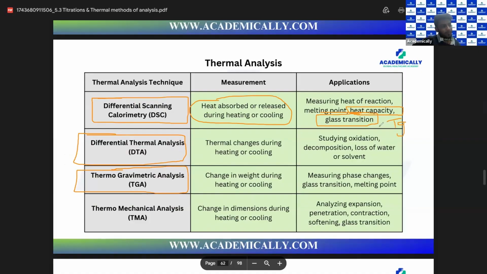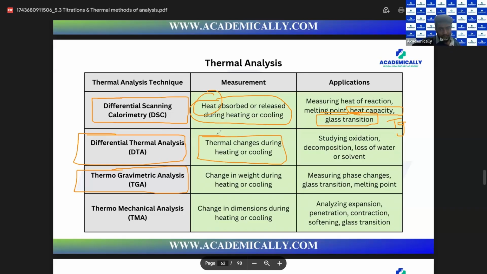Most of the polymeric solutions in pharmaceutics, Sohail sir would have taught you about polymers, right? You have enteric-coated polymers, colon-targeted polymers, film-forming polymers, biodegradable polymers. They have a particular glass transition temperature, so that can be measured using differential scanning calorimetry. In differential thermal analysis, temperature changes are measured. Here it was heat.